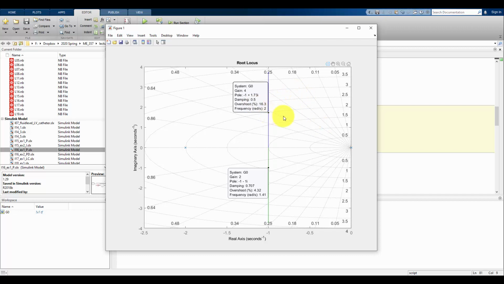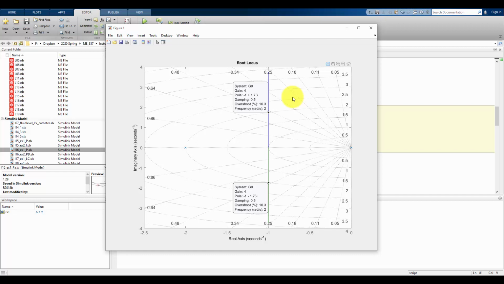So knowing ahead of time that 0.5 was associated with a gain of 4, I was able to choose that point. And I'll drag this down. So this is telling me that in my closed loop system, if I pick k as 4, a gain of 4, that's going to put my dominant poles at -1 plus or minus 1.73j, and that's going to result in a damping ratio of 0.5.